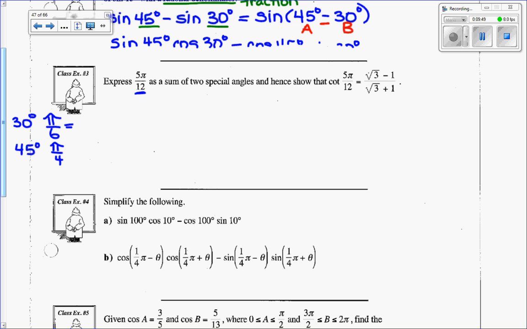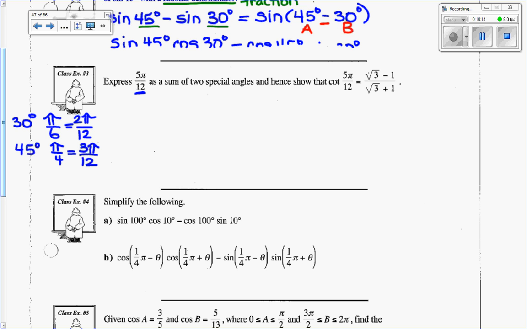Okay. So pi over 6 would be how many pi's over 12? 2. Times by 2 on the bottom, times by 2 on the top, 2 pi's over 12. And pi over 4 would be how many pi's over 12? 3. 3 pi over 12. Yeah, okay. So we can use those.